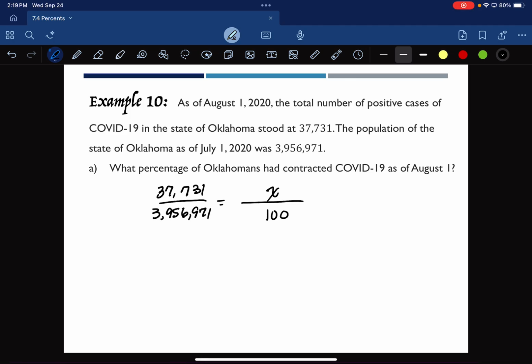Okay, so that's what Wiley suggested. Do you agree with her? Okay, yeah. 100% is the number of people. The top is the number of people who had tested positive for COVID, and we're trying to figure out what percentage that is of the other value.